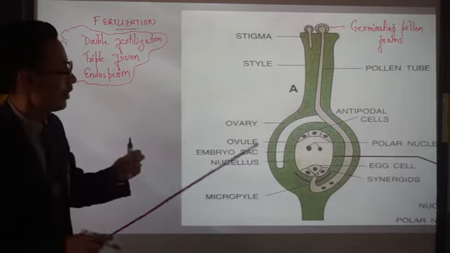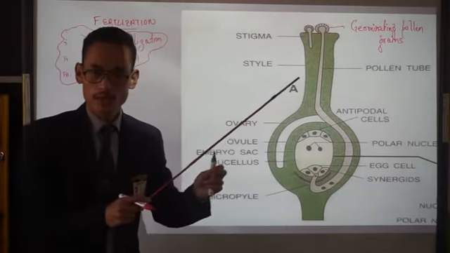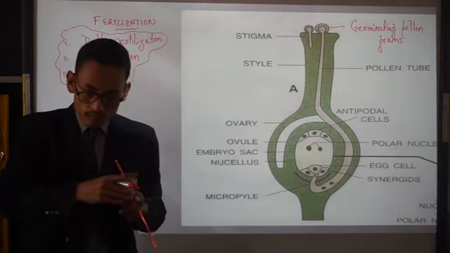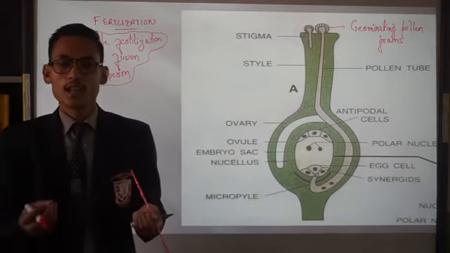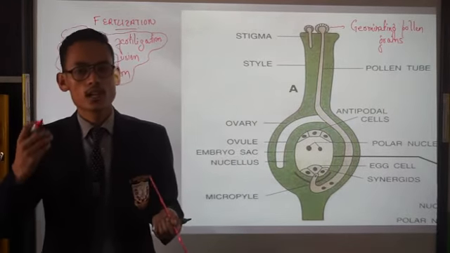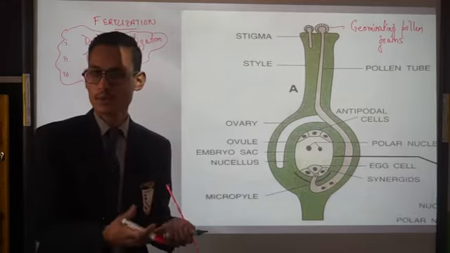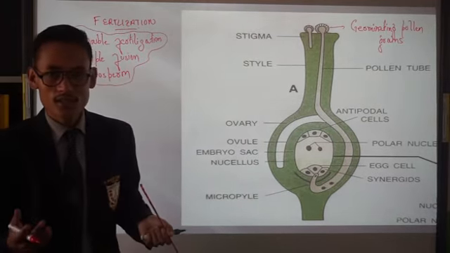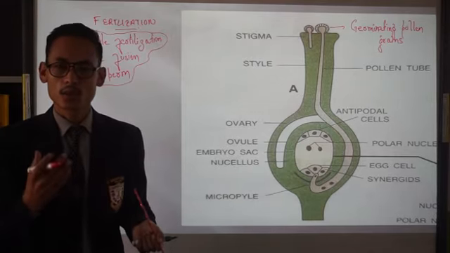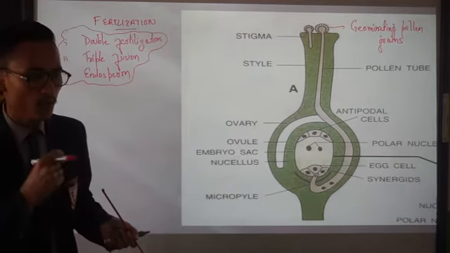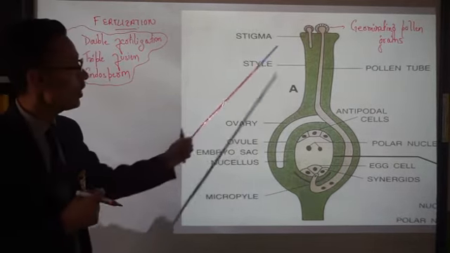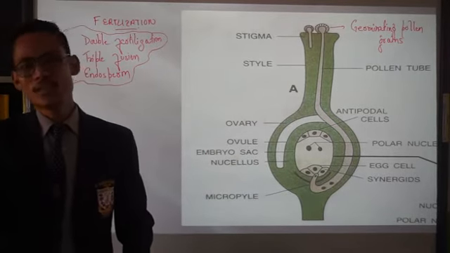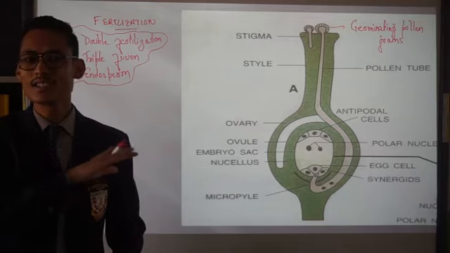First of all, when the anther matures, it will rupture and the pollen grains will be released. Those pollen grains will be transferred from the anther to the stigma, which we have learned under pollination. There are 2 types of pollination: self-pollination and cross-pollination. And for the pollen grain to germinate on the stigma, the pollen grain must belong to the same species, or else it cannot germinate.